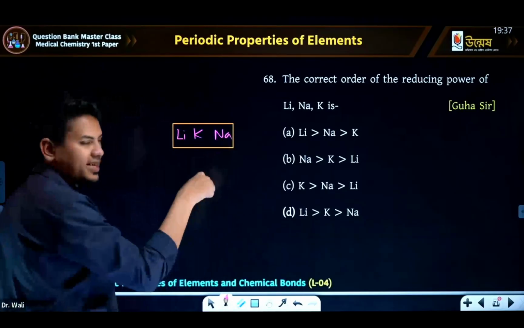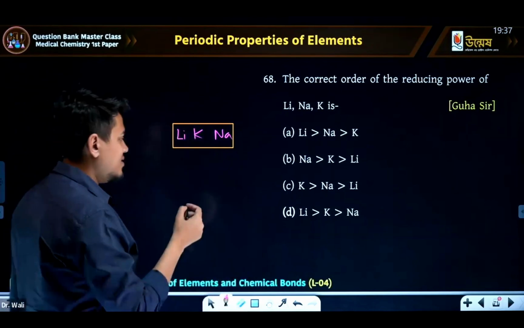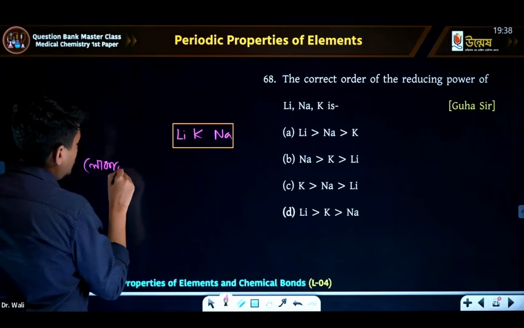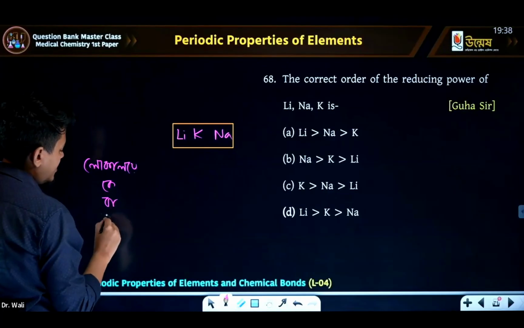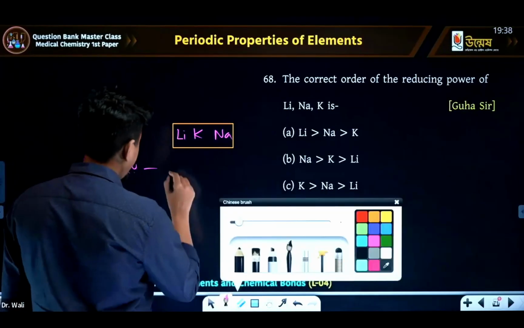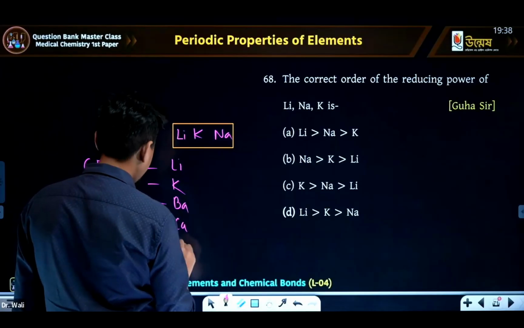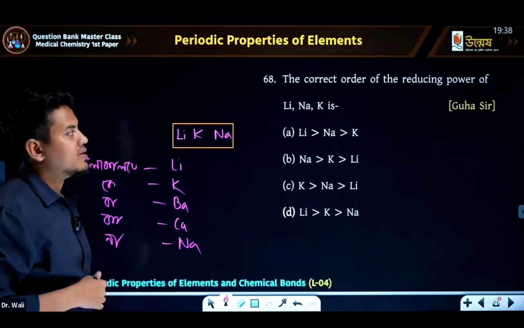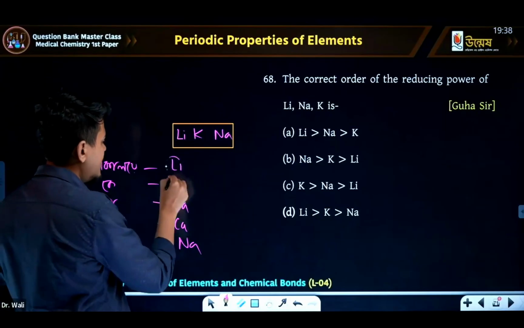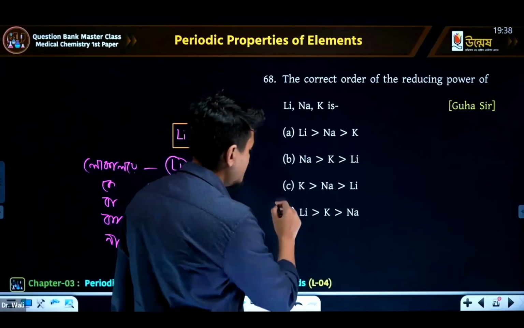In this way we remember the mnemonic. Actually, in this way we remember lithium, potassium, barium, calcium, sodium. In this way we remember the reducing power. So in that case, as we have lithium, potassium, sodium in the option, the order should be this way.